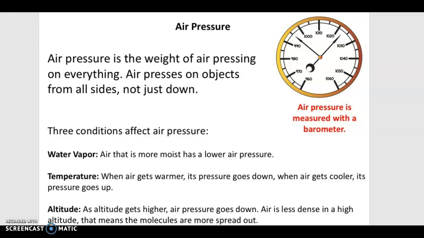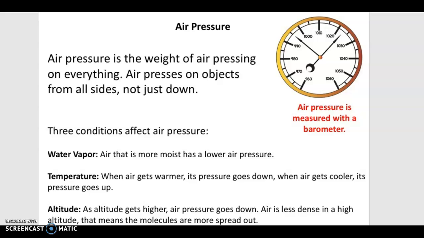So there are three major things that affect air pressure that you need to really know. One is water vapor, so how much moisture is in the air. The second one is temperature. So a change in temperature, if it gets warmer, the pressure goes down. When it gets cooler, the pressure goes up.